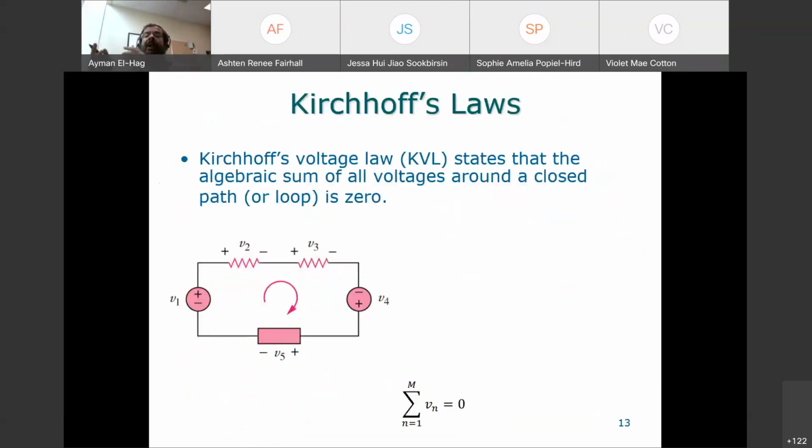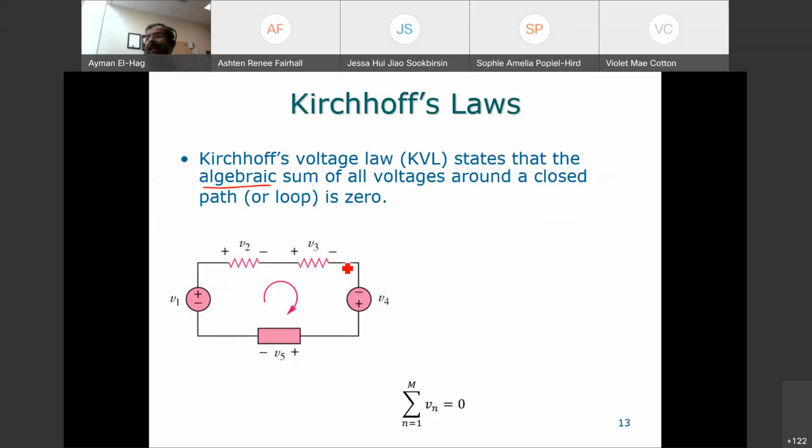Okay, now we will just introduce to you the Kirchhoff voltage law. The Kirchhoff current law deals with nodes. The Kirchhoff voltage law deals with loops. It says here that the algebraic sum of all voltages around a closed path or a loop is 0. So if we add all these voltages around one closed loop, it is equal to 0. Now we have one question: why is this polarity given as such?